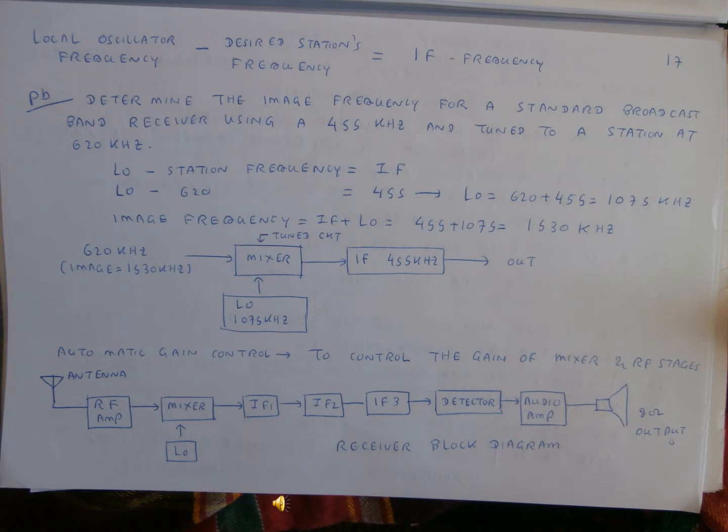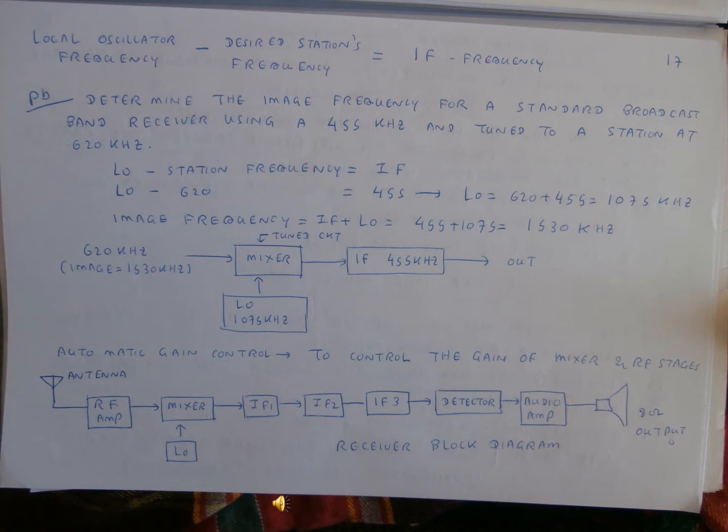The problem given: determine the image frequency for a standard broadcast band receiver using a 455 kilohertz IF and tuned to a station at 320 kilohertz. In this case, LO minus station frequency equals the intermediate frequency IF. So LO minus 320 equals 455. So LO is equal to 320 plus 455. You get 775 kilohertz.